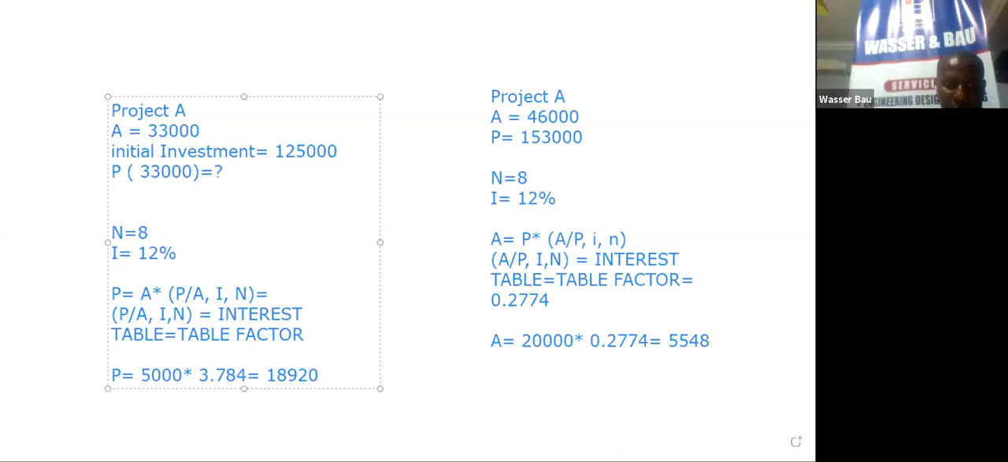Put it in the chat box, please. 12%, 8 years. We are giving P. What are we giving? What are we looking for?